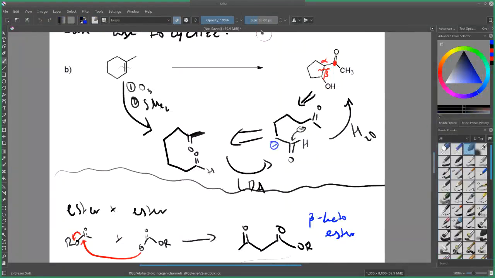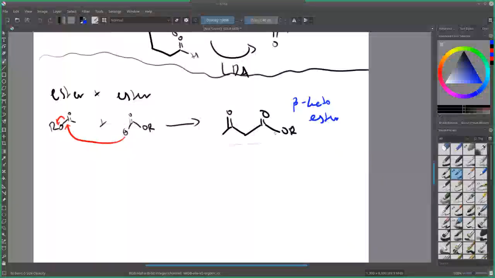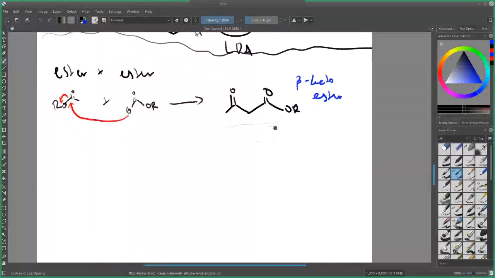So yeah, I guess you would wind up with two products, which kind of sucks, but with these reactions, you kind of have to live with that sometimes. There are ways to prefer one product or another, but you won't always get that.